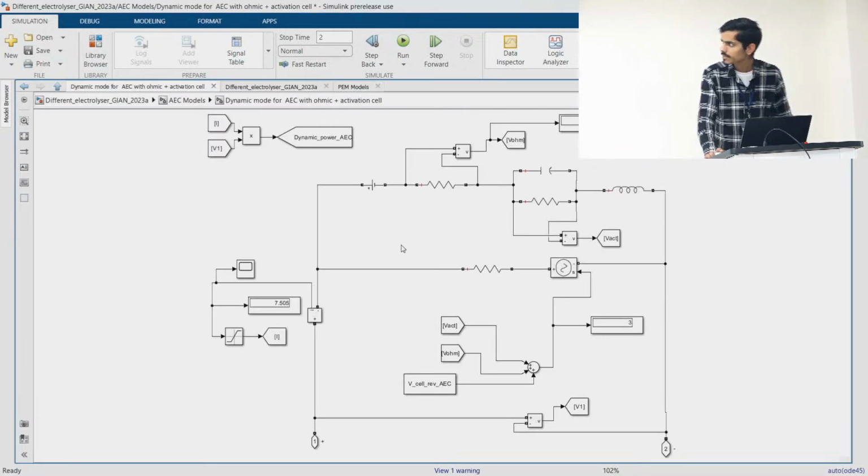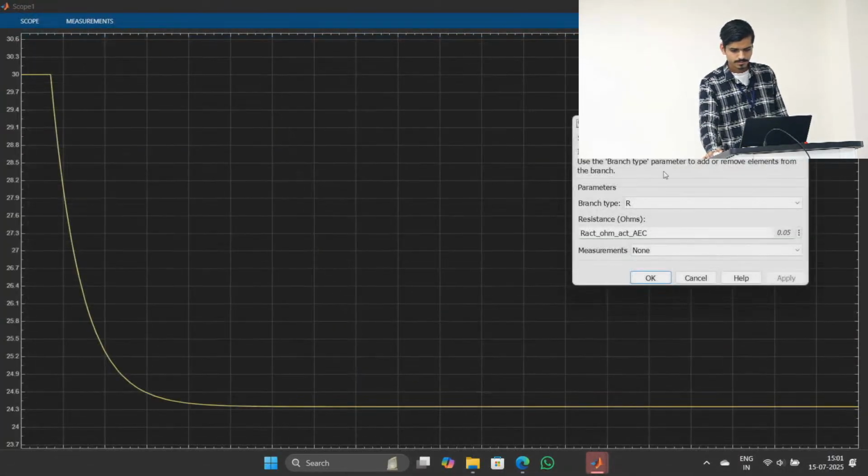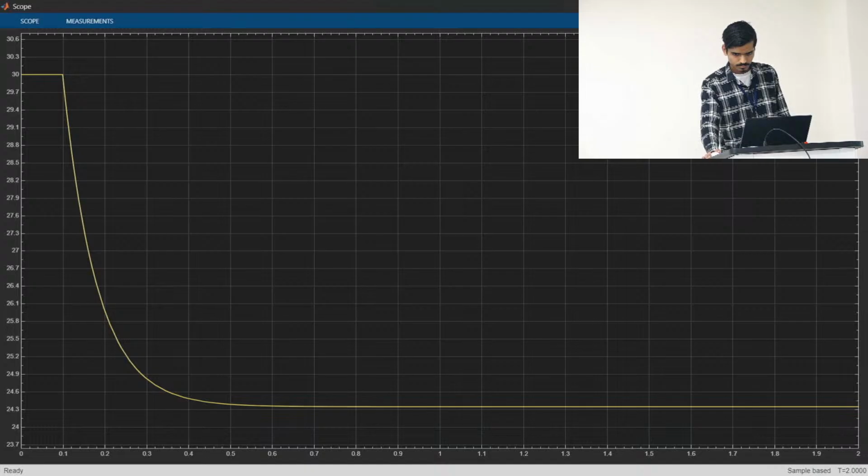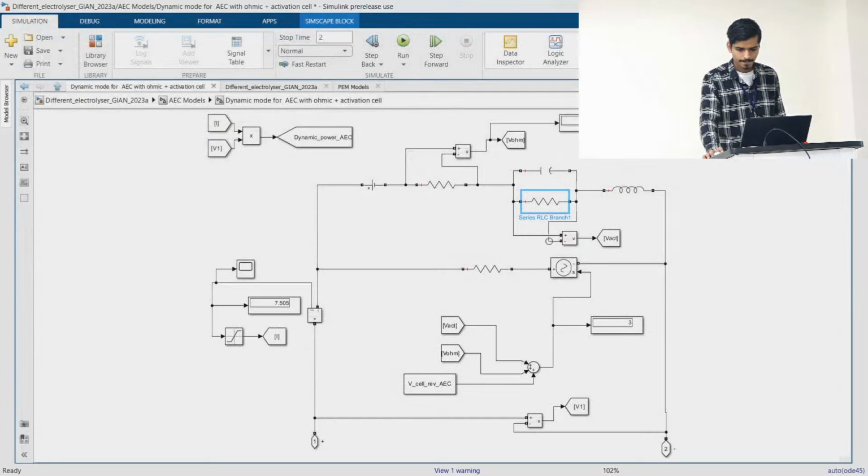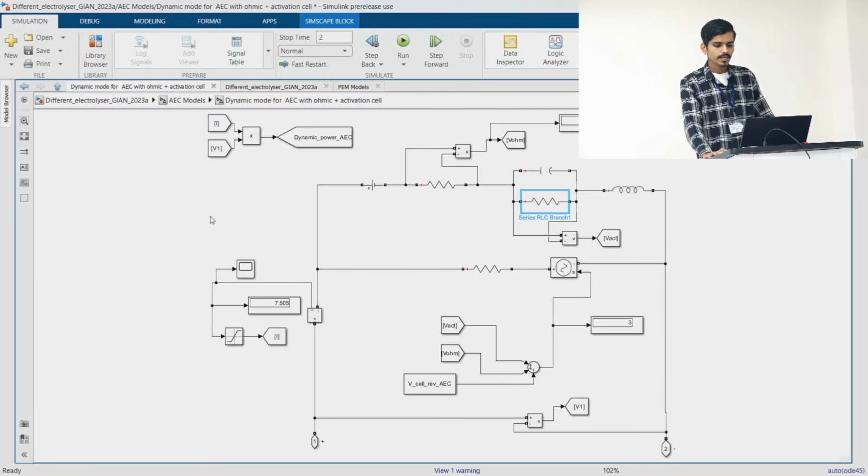So next is the first dynamic model. Here, like in the previous one, we are counting the activation losses as a Warburg impedance. Like we did for the previous case, we have this capacitor and resistance, which account for the activation losses. All other things remain the same. If we want to make an equivalent circuit of the proton exchange membrane electrolyzer with the help of the alkaline electrolyzer, we just have to replace this inductor. Apart from that, everything is the same in both circuits.